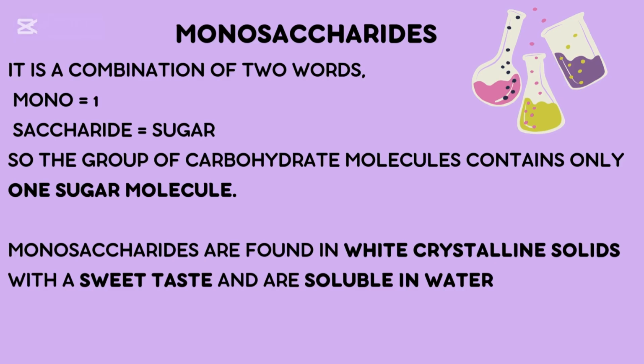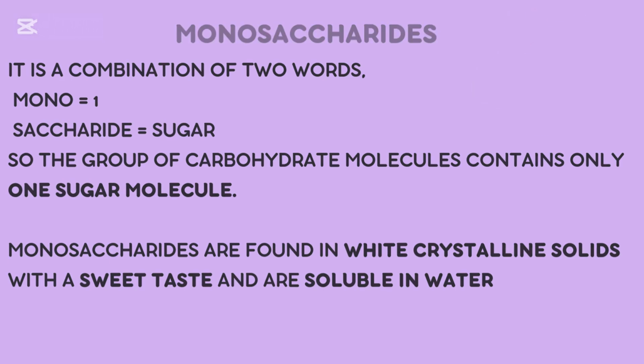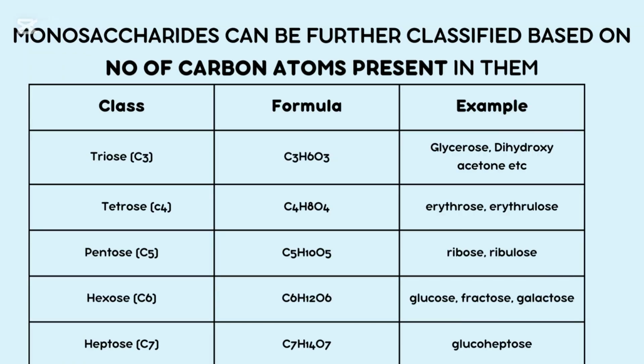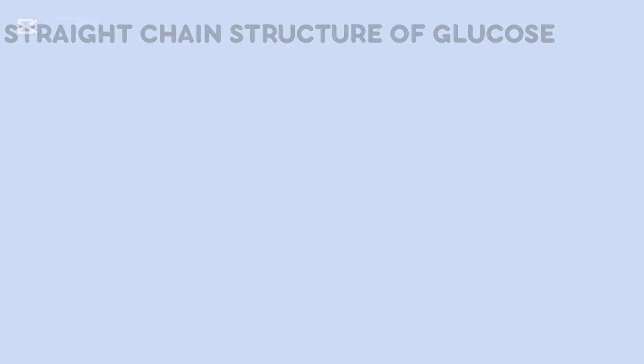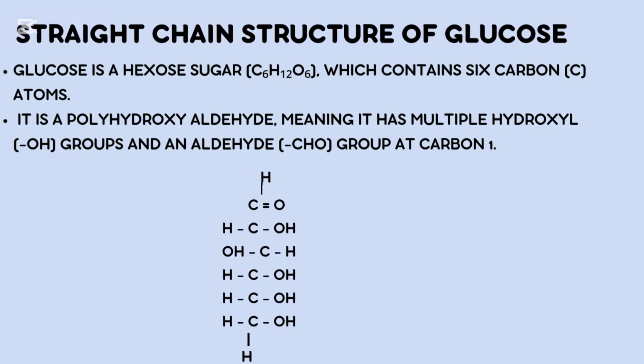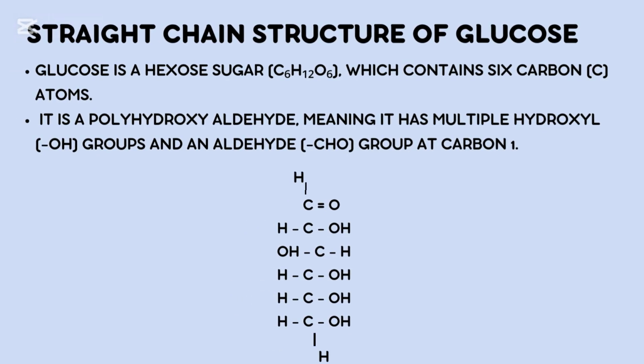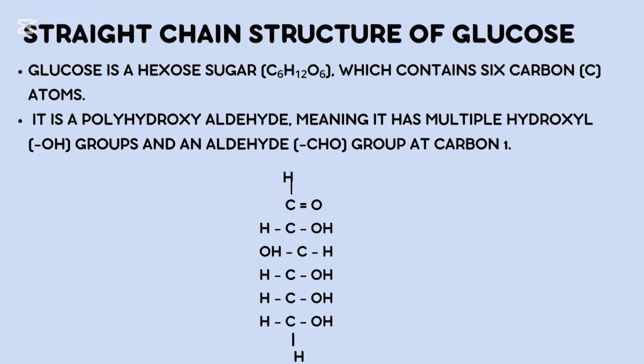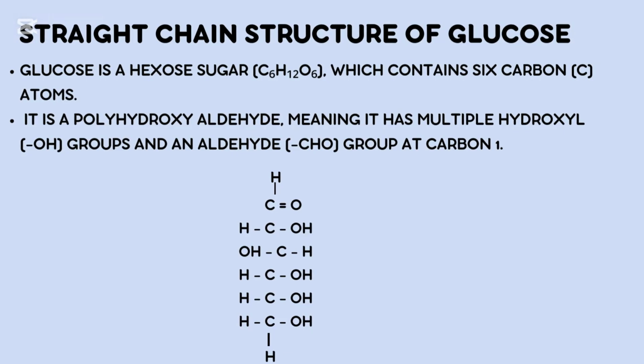Monosaccharides are white crystalline solids with a sweet taste and are soluble in water. Monosaccharides can be further classified based on the number of carbon atoms present in them. Straight chain structure of glucose. Glucose is a hexose sugar, C6H12O6, meaning it contains 6 carbon atoms. It is a polyhydroxyaldehyde, meaning it has multiple hydroxyl, OH, groups, and an aldehyde, CHO, group at carbon 1.